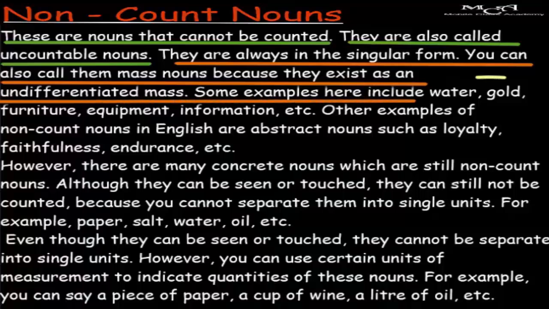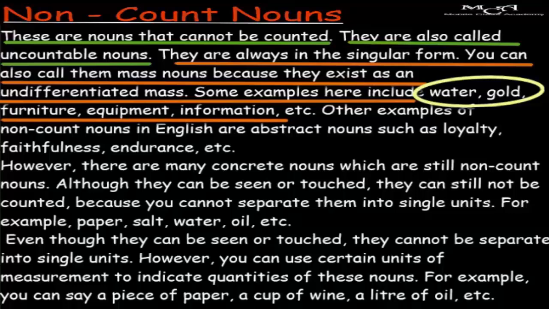Some examples include water. Can you count water? Except you put them into cans. Gold, furniture, equipment, information, etc. Other examples of non-count nouns in English are abstract nouns such as loyalty, faithfulness, endurance, name it. These are non-count nouns. They are also abstract because you don't see them, so you cannot count. I cannot say a love. I cannot say a loyalty. I cannot say 10 faithfulness or 50 endurance. These are not appropriate. You cannot count them. That is what non-count nouns are.